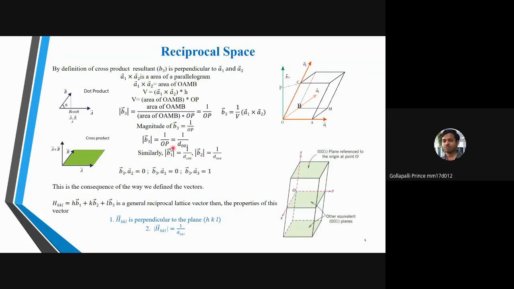Okay, that's fine. Then what about this volume? Is it the volume of the cell from the A1, A2, A3 vectors? Yes, the volume of the unit cell is A3 dot A1 cross A2. It is equal to area times perpendicular distance, just as the unit cell volume is length, width, height, right? Yeah, so it is equal to area times perpendicular distance, the height.